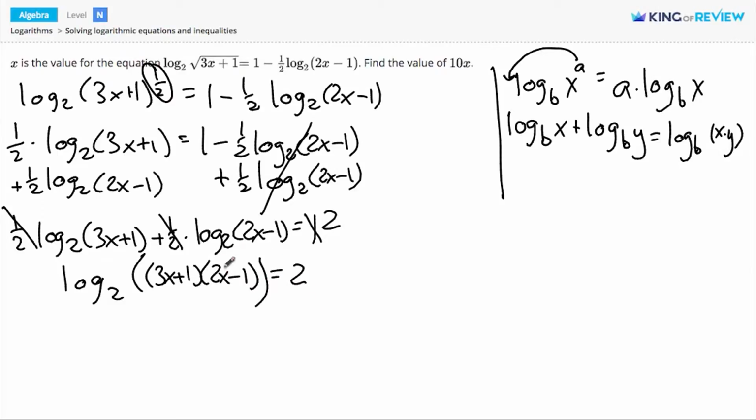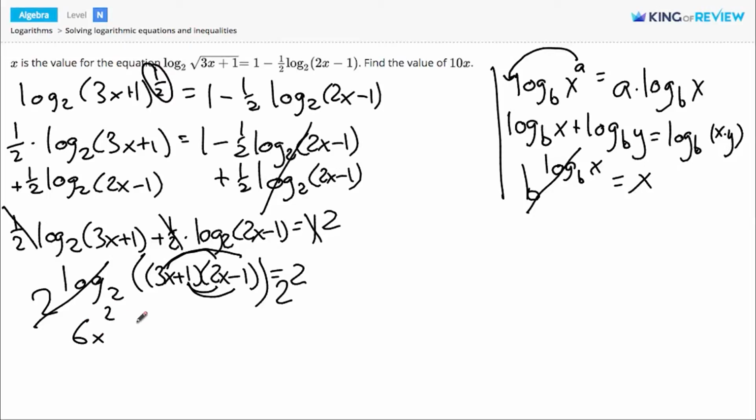Now, if I want to get rid of the log, I can use one final property of logs that says if you take a number b, raise it to the power log base b of x, the b and log base b cancel, and we're left with x. I would like to raise 2 to the power of both sides, since 2 is the base of my log. 2 and log base 2 cancel, and I'd like to distribute these two parentheses together to expand them. So I get 6x squared minus 3x plus 2x, which gives me minus x together, minus 1. On the right side of the equation, we have 2 squared, which is 4.